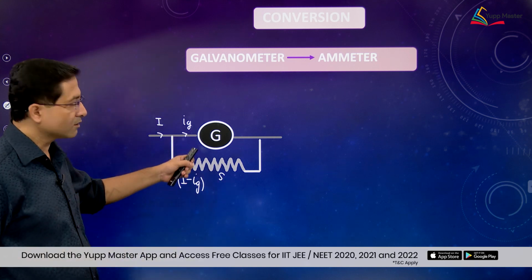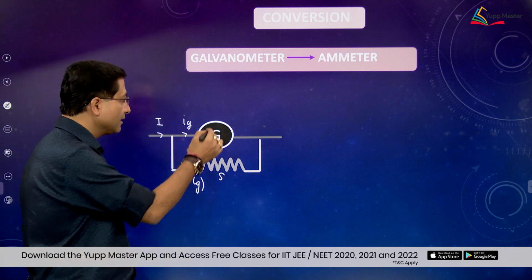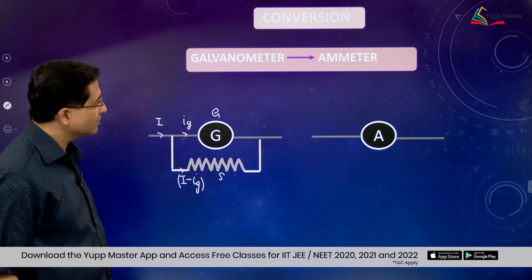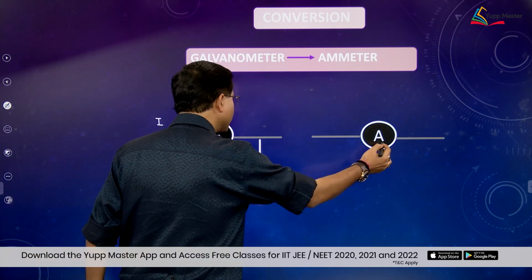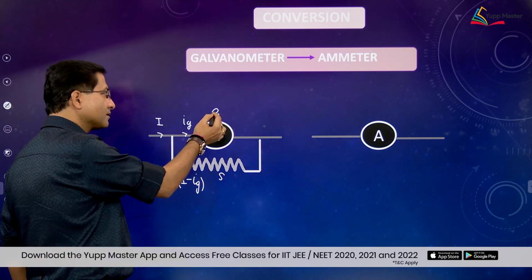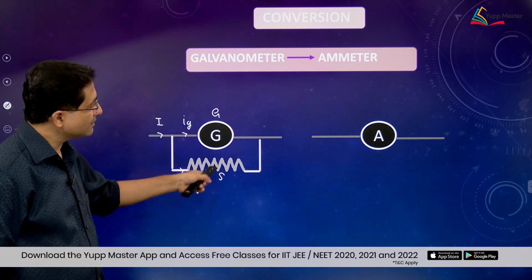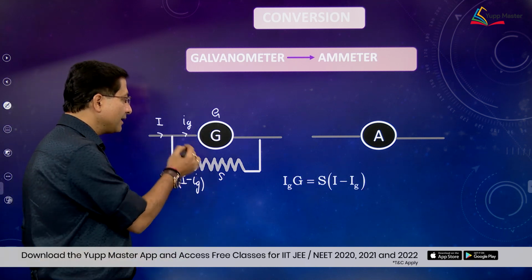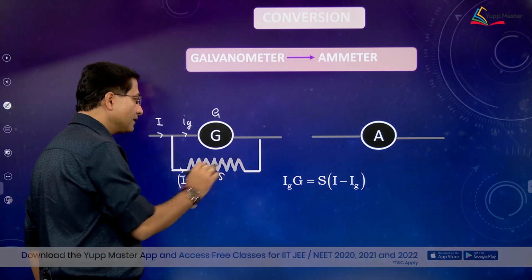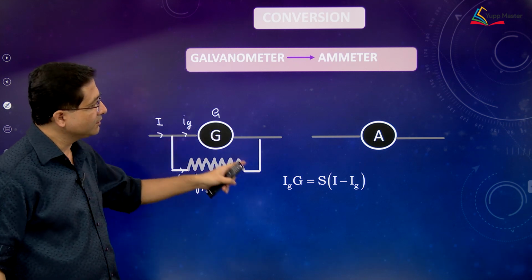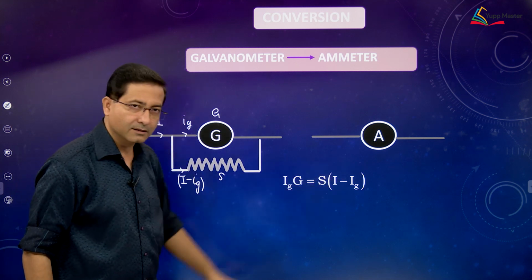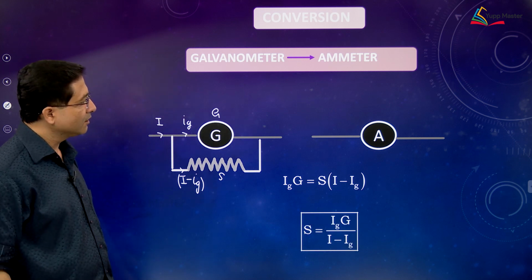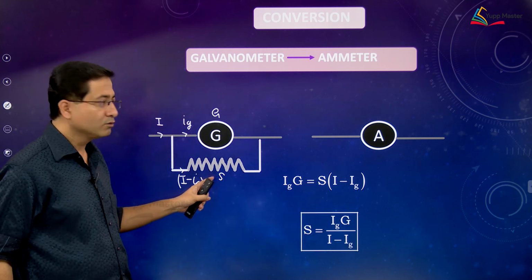If I assume the coil resistance here is G, then this instrument which I am converting into an ammeter will have resistance G into S upon G plus S, the parallel combination of resistors, right. And I can write voltage here is equal to voltage here. So Ig into G will give you S into (I minus Ig). From here I can find the value of the shunt resistor that should be connected in parallel to make this conversion possible.